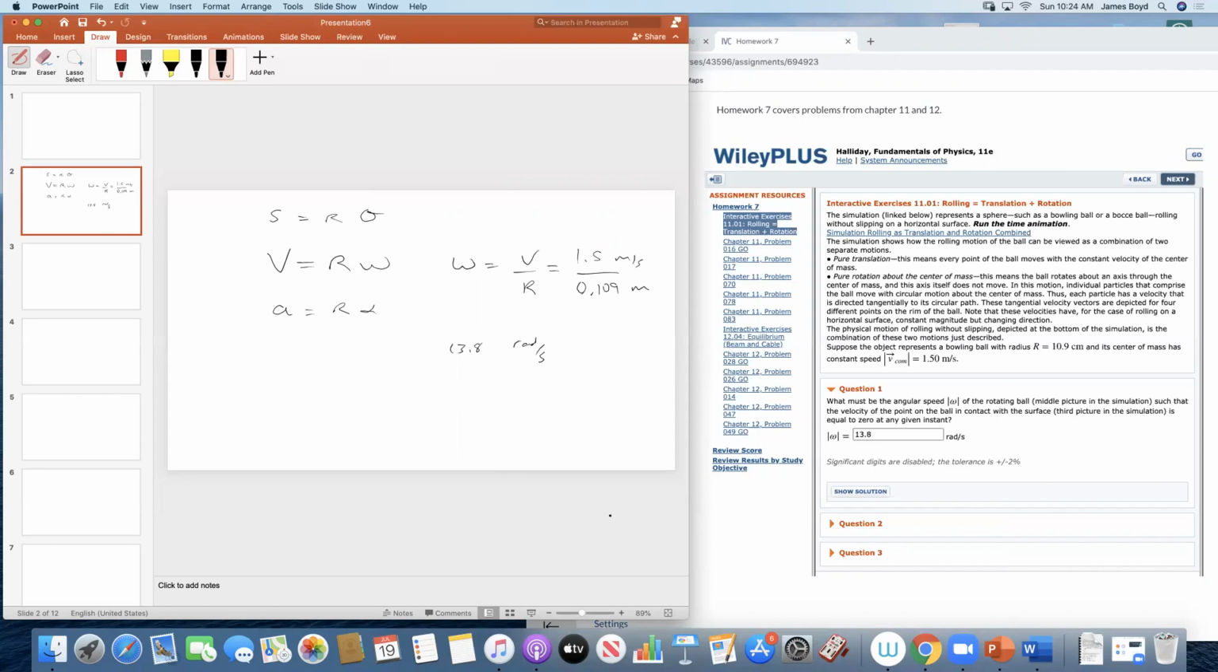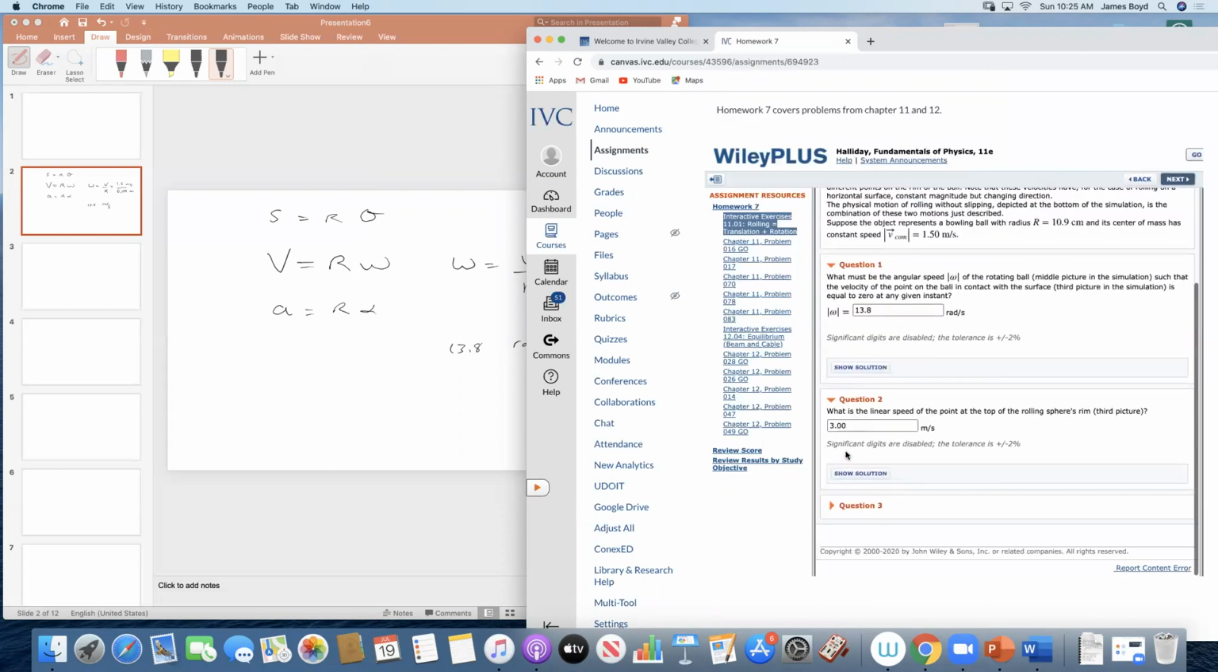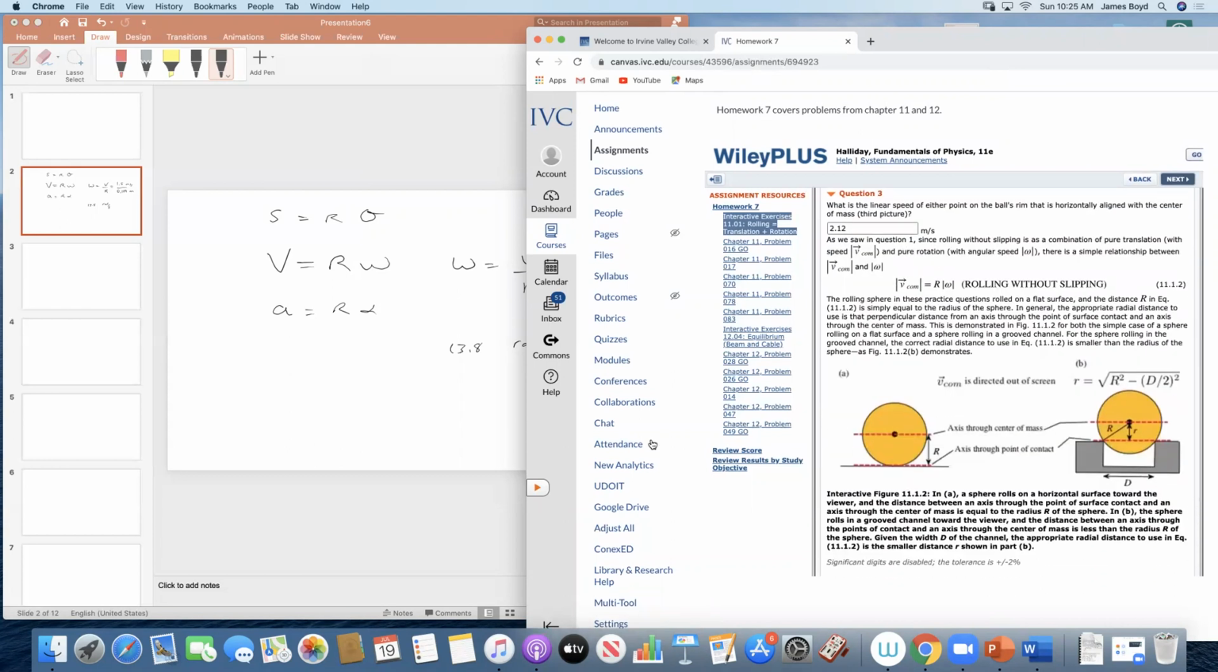Now, question 2 asks us, what is the linear speed of a point at the top of the ball? We know that that's just 2 times v. It's double the translational motion of the center of mass, which is 2 times 1.5, 3 meters per second. And then finally, it asks us for a point at either edge. And here, we're just going backwards.